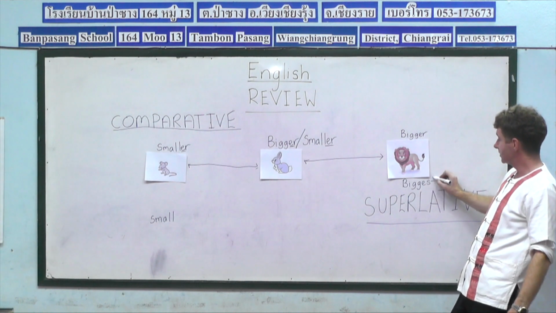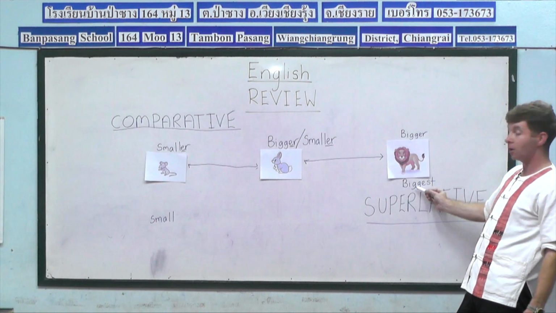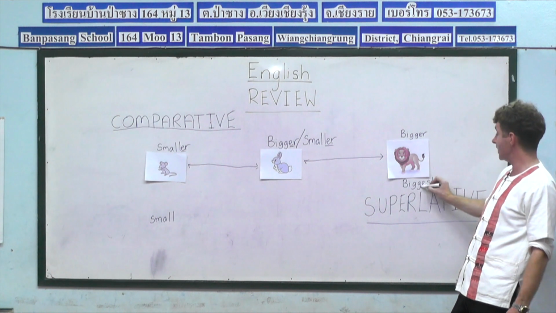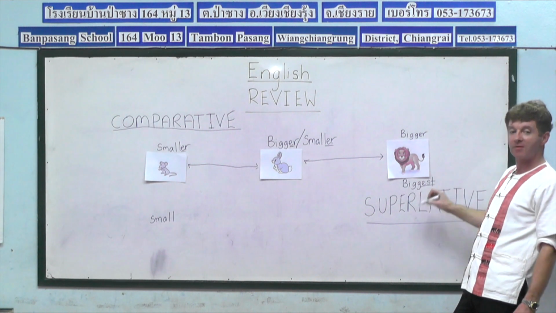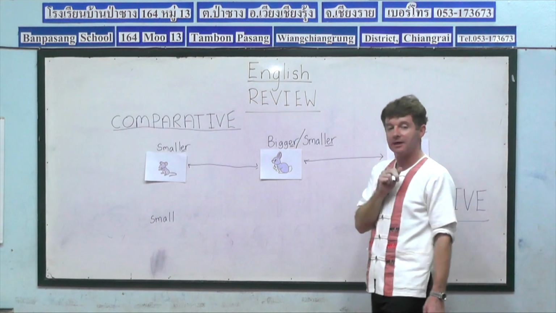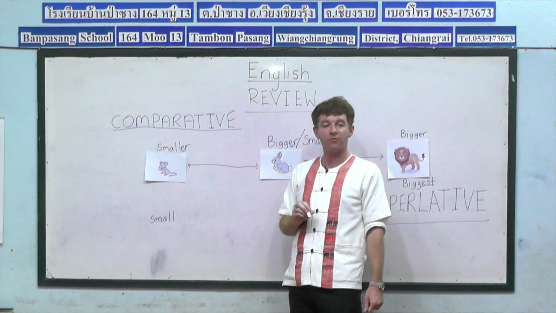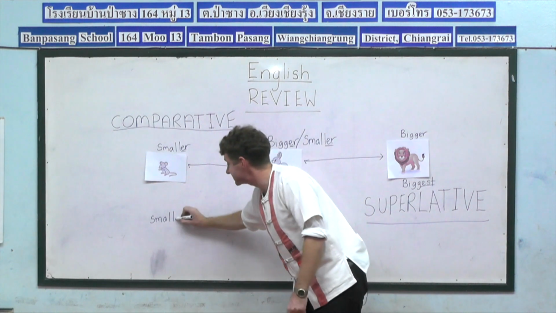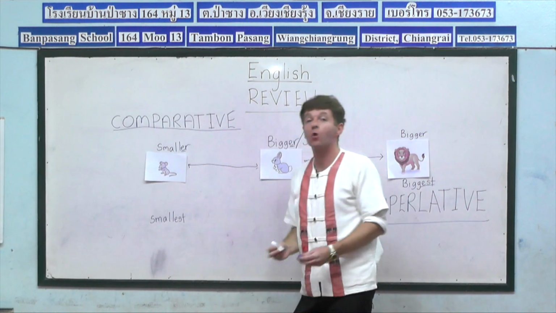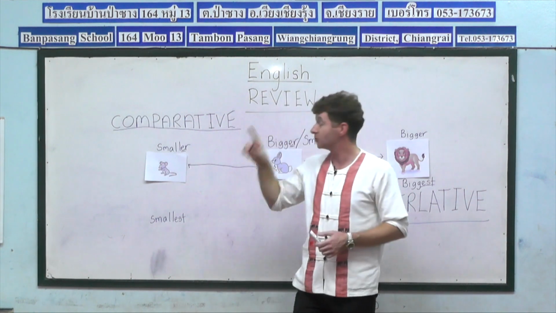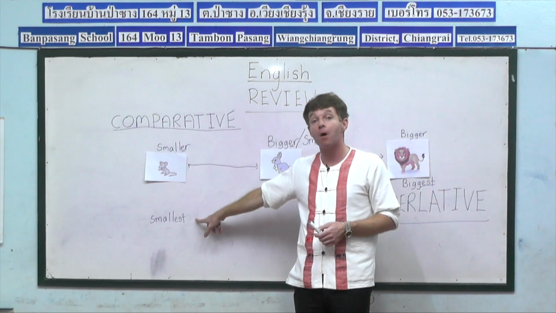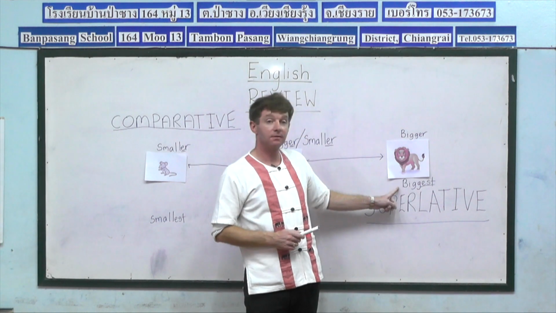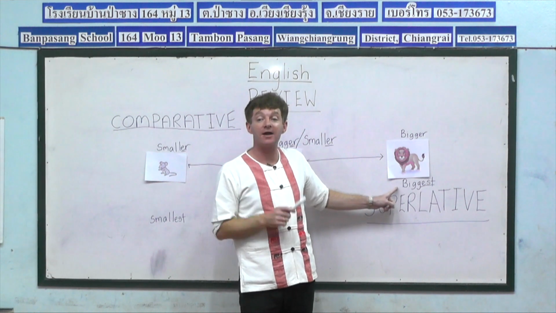Biggest. You see? Biggest. Because the consonant is preceded by a vowel, we have to add a second consonant. So we have biggest. But when we're talking superlatives about the mouse, what do we need to do? We don't add ER. What do we add, guys? E-S-T. So when we're talking about superlatives, we can say the mouse is the smallest animal. And the lion is the biggest animal.